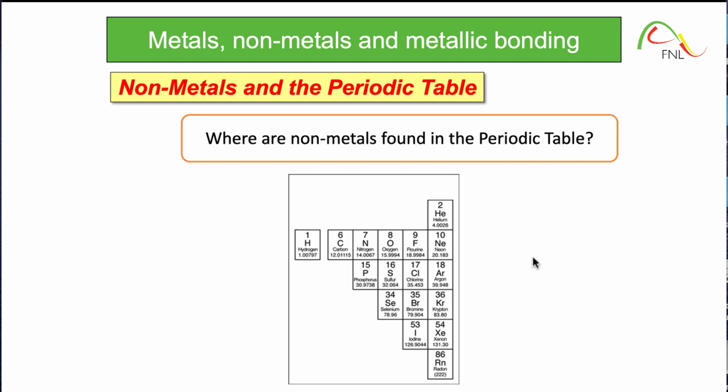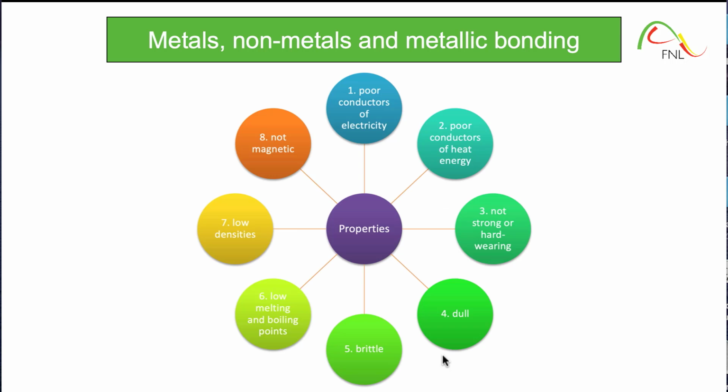And that's not a lot. In fact, we can actually name all the non-metals in the periodic table. Helium, hydrogen, carbon, nitrogen, oxygen, fluorine, neon, phosphorus, sulfur, chlorine, argon, selenium, bromine, krypton, iodine, xenon, radon. Phew. Not many though. In fact, we've got 8 properties here of non-metals.